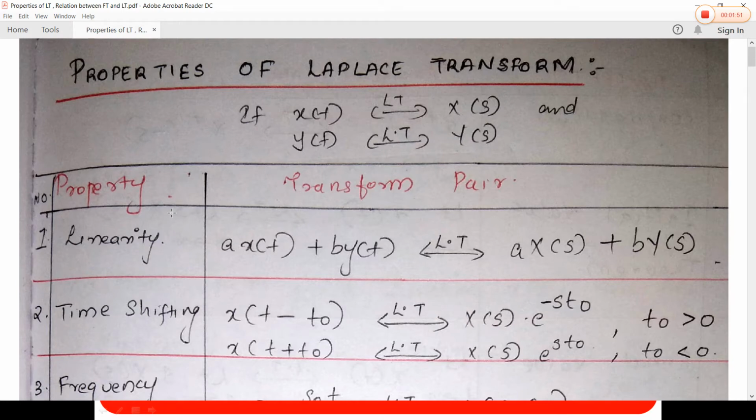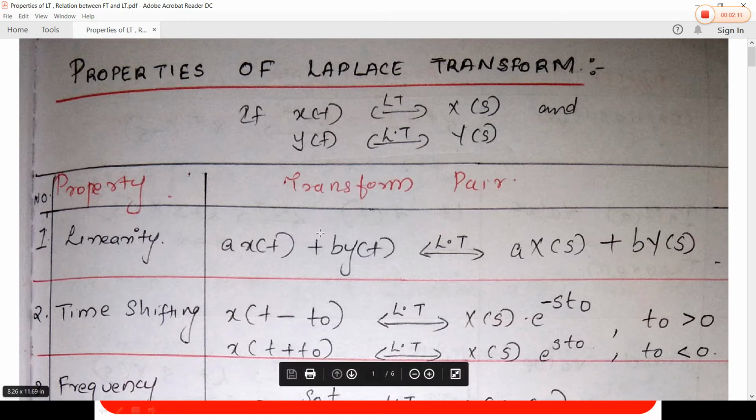So here mainly we'll be just dealing with an overview of the properties. We are mainly dealing with some 14 properties. The first property is linearity, and the basic Laplace transform pair is given by a x of t plus b y of t. Laplace transform will give you a into x of s plus b into y of s.